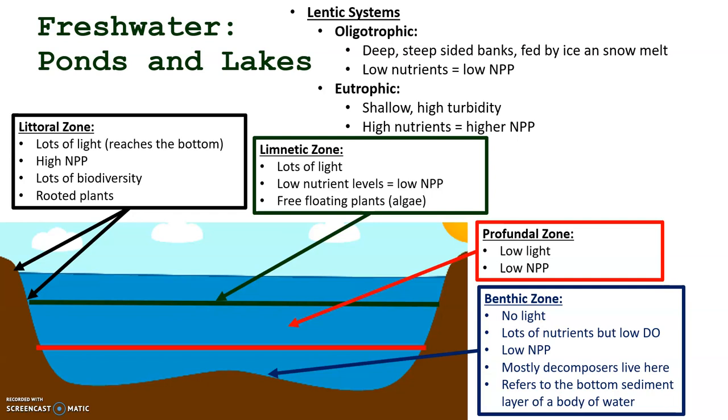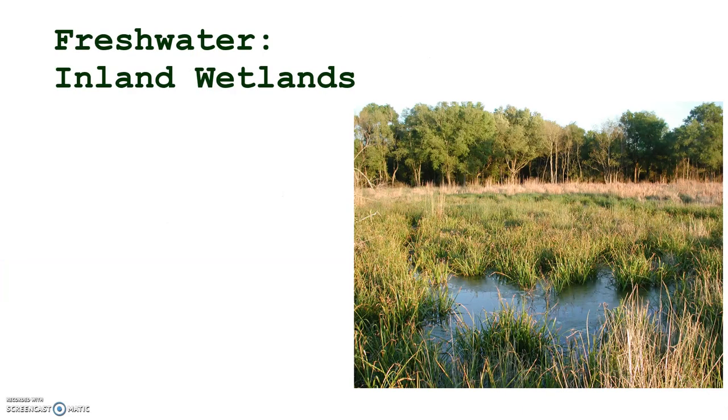If a pond or lake is super shallow, it may not have a true non-lighted benthic zone because the bottom can end up being high enough that the light can reach all the way to the bottom. But that's only in really shallow ponds or lakes.